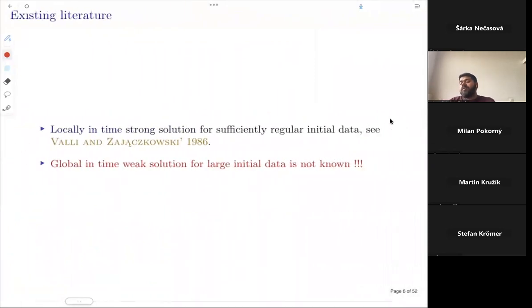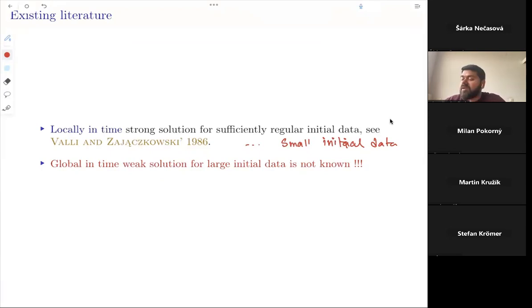Okay, so what is known? From the existing literature, we can see that only the local in time strong solution for sufficiently regular initial data is known, and it's by Valli and Jankowski in 1986. But then you can extend this for some small initial data. If you have some smallness condition, then you can say also global in time for small initial data. But for more general global in time solutions, nothing is known.